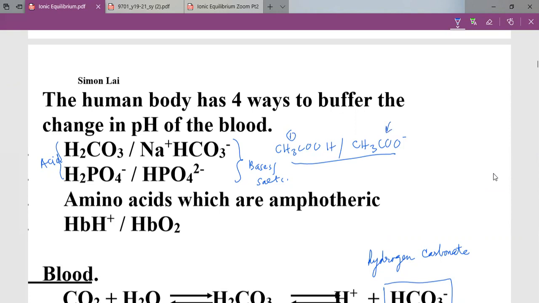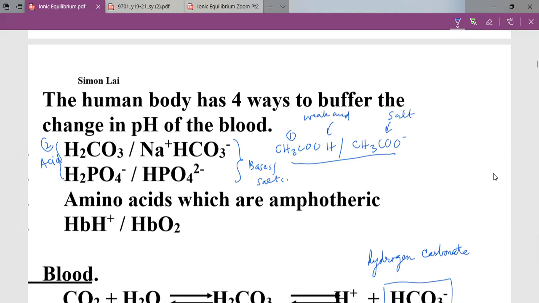This is a salt. This is your weak acid. We will see all this on here. Secondly, of course, is this one here, which is the blood system. Your carbon dioxide and water. Now remember, this is the main thing.